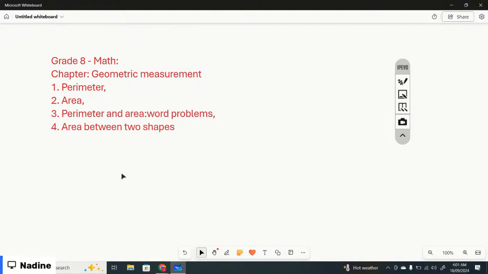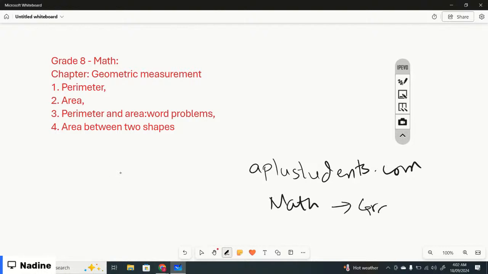You can find all the lessons on aplusstudents.com. You have to log in there using your email address and password as provided by the administrator. Then you have to select math from the subject tab. Scroll down to grade 8 math and then click on view all lessons. There you can find a list of the chapters. We're going to start with the chapter geometric measurement.